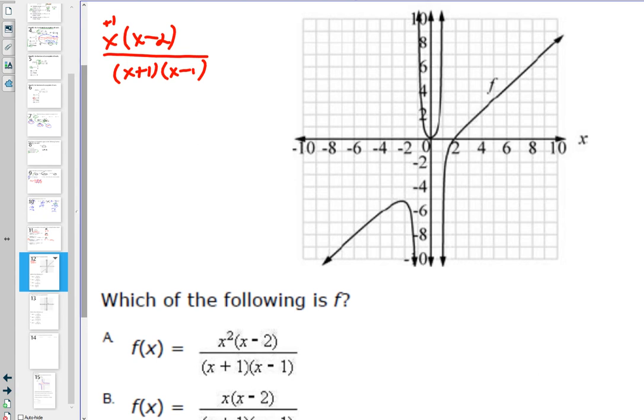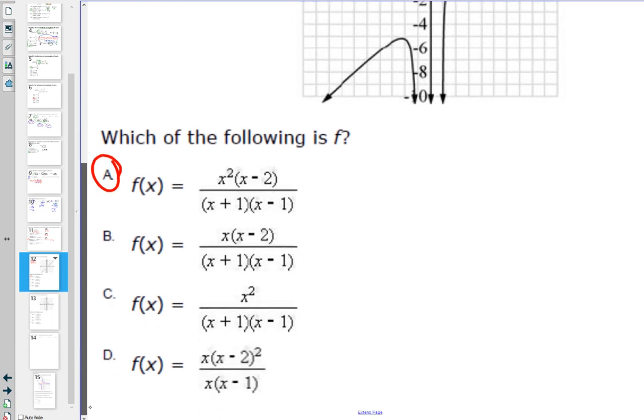What's the degree on top? Because this is squared and 1, which is 3, and on the bottom is 2. So A looks like a really good one already, because it kind of looks like what we constructed. Let's check the rest of these, see if we can eliminate them. Why is B no good? It would have to have a horizontal because the degrees are the same. It can't be that. How about C?